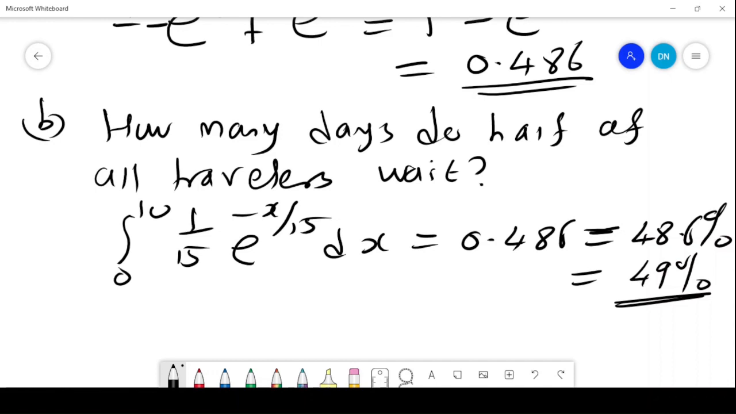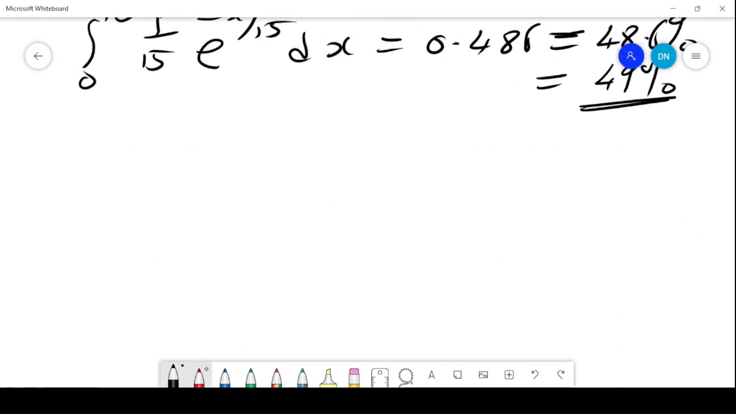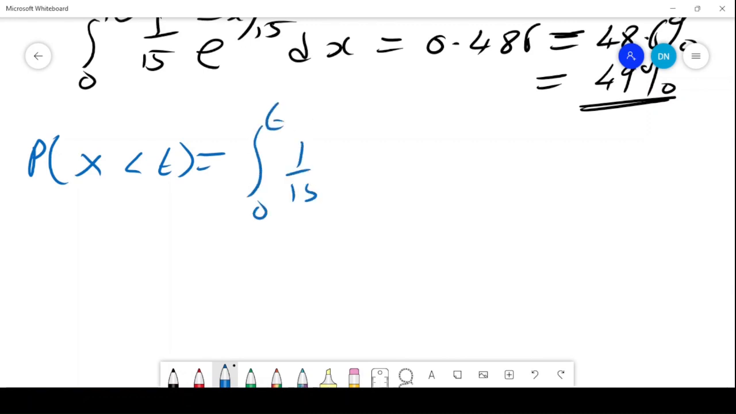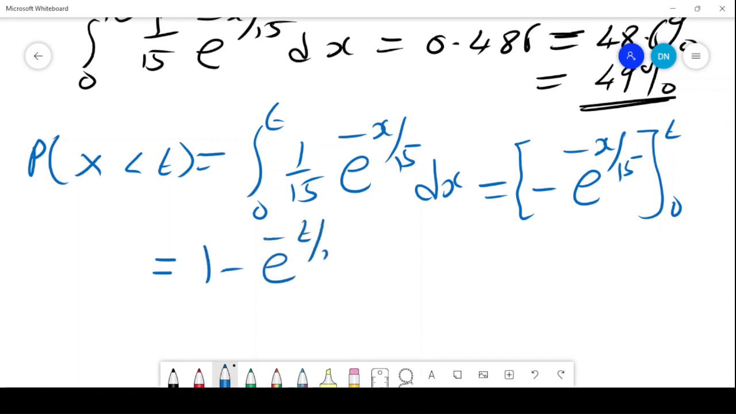But there are other ways of going about it if we are not sure that was the actual value. We could have said that we want to find the probability that x is less than t, which is the integral from 0 to t of 1 over 15 e raised to the power minus x over 15 dx. That will give me minus e raised to the power minus x over 15, from 0 to t. And this will give me 1 minus e raised to the power minus t over 15. And this should be equal to 0.5, which is half of the time.